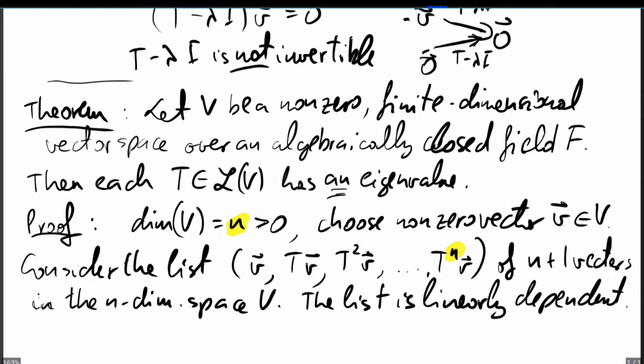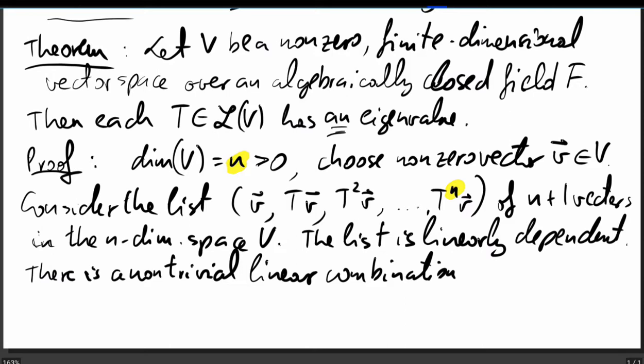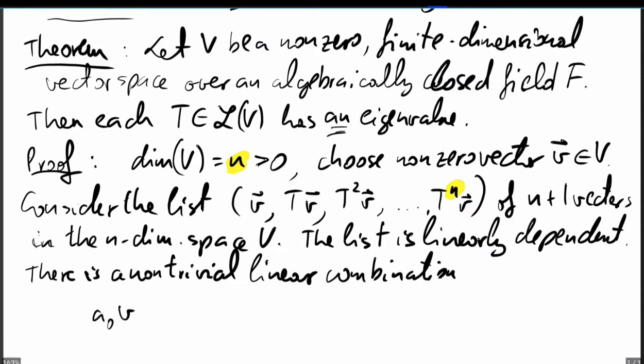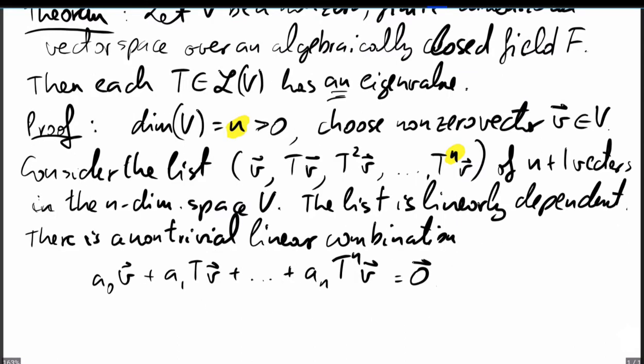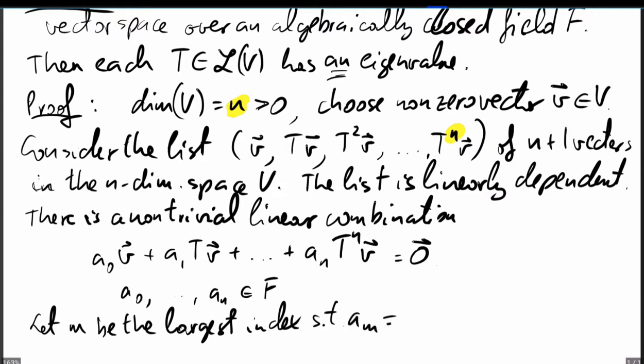That means there are scalar coefficients such that there is a non-trivial linear combination, a0 v plus a1 Tv plus up to an T^n v, such that this non-trivial linear combination gives you the zero vector. These coefficients a0 through an are from the scalar field. Then let m be the largest index such that the corresponding coefficient is not zero.